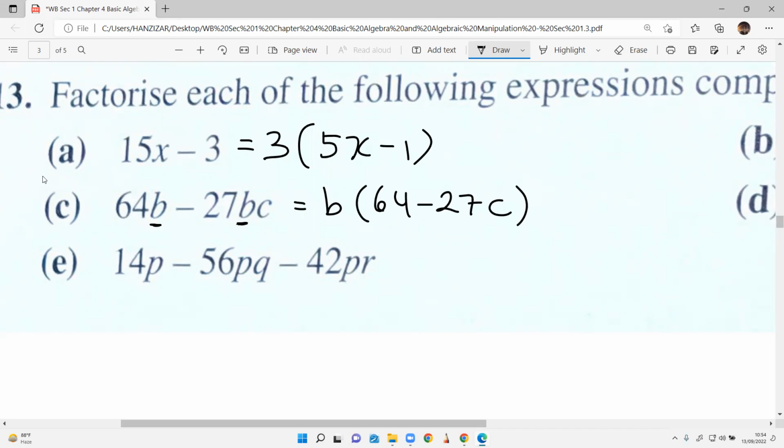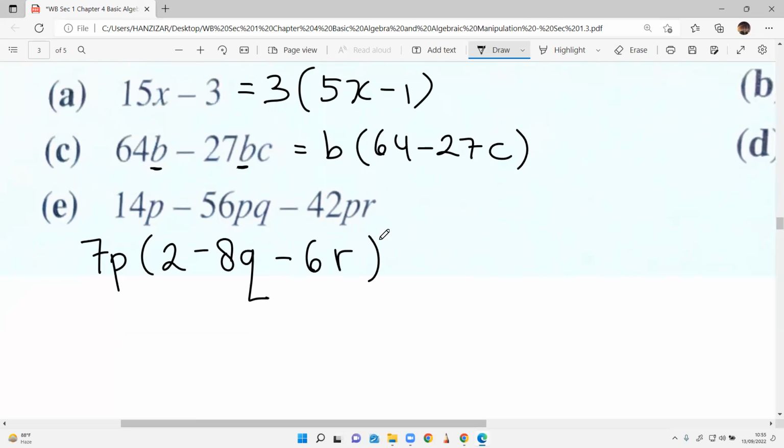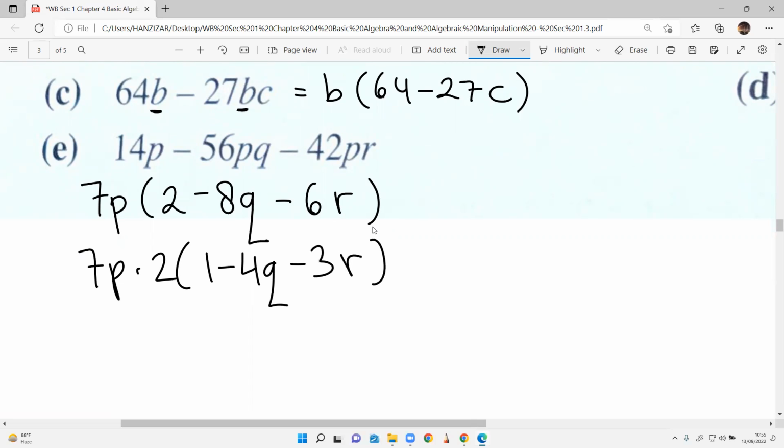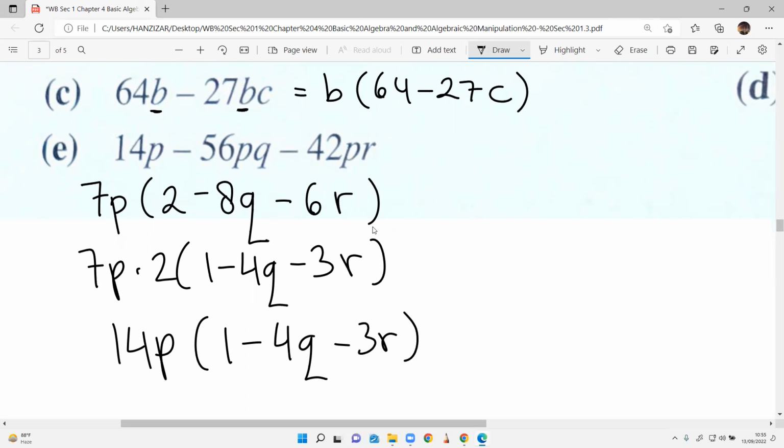7p, that's right. And then the rest will be 2 subtract 8q, right? Because the p is already done. 6r. Can we do further? Yes. Can divide by 2, right? 1 minus 4q minus 3r. And then 7p times 2, 14p. This is a longer way, but more relaxed to do this.